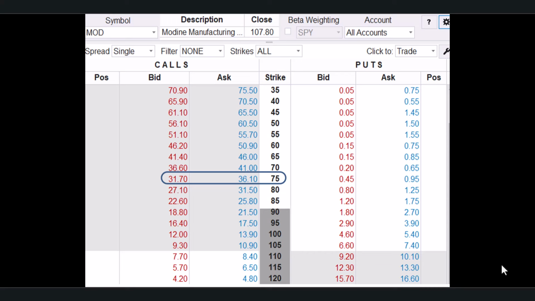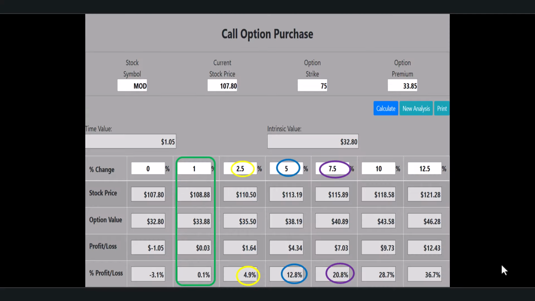Let's see if the 75 call will work. The bid-ask spread for the 75 call is 31.70 to 36.10. We try to enter near the midpoint, so we'll use 33.85 as the buy price. The 75 call works. If the MOD stock price is up 1%, the 75 call will make a 0.1% or $3 profit. That's better than break even, so the 75 call is the one we'll buy.